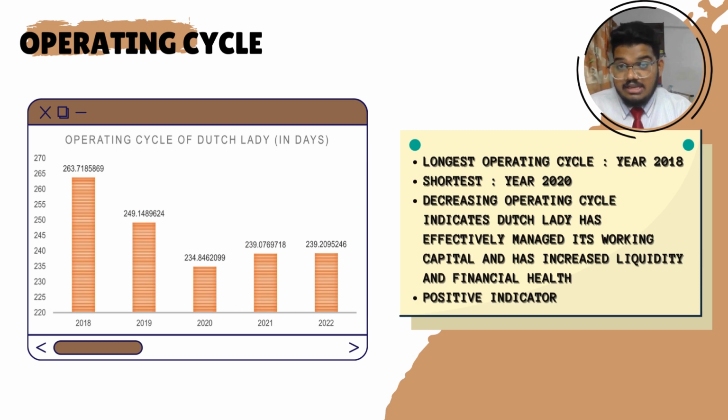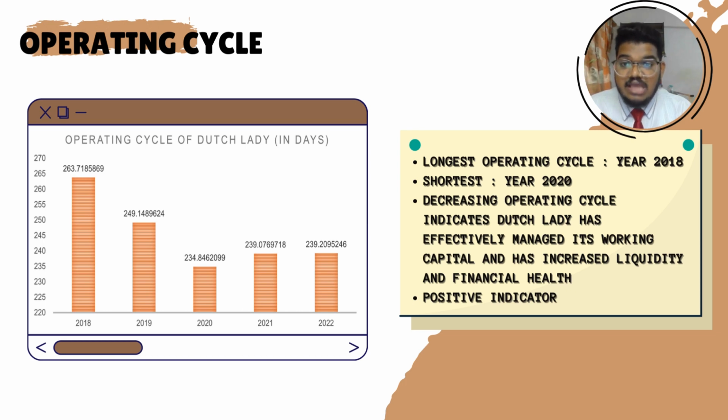Now I will explain the interpretation of the operating cycle of Dutch Lady. The graph here illustrates that the operating cycle of Dutch Lady from 2018 to 2020 demonstrates a declining tendency for the first 3 years, which is then followed by a little increase beginning in 2021 and continuing through 2022.